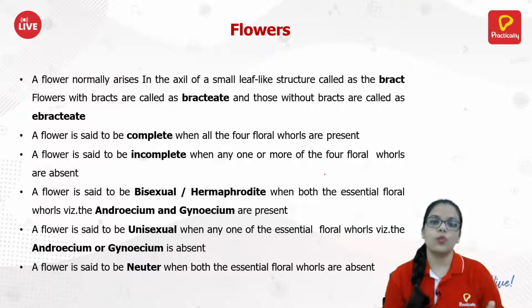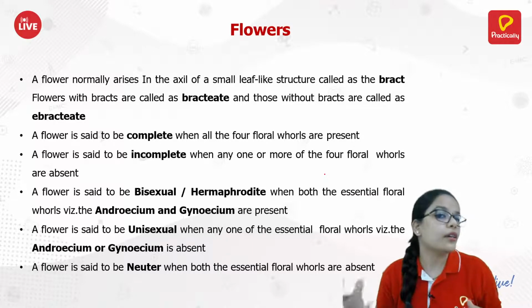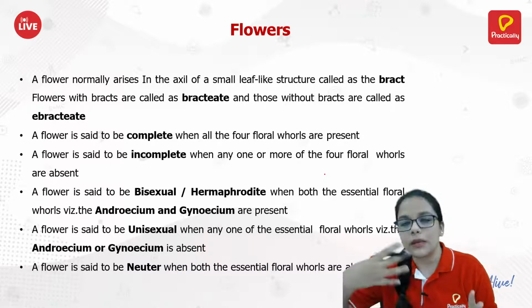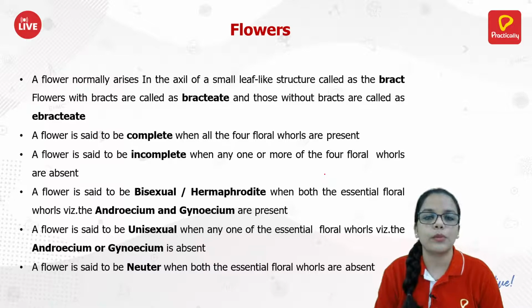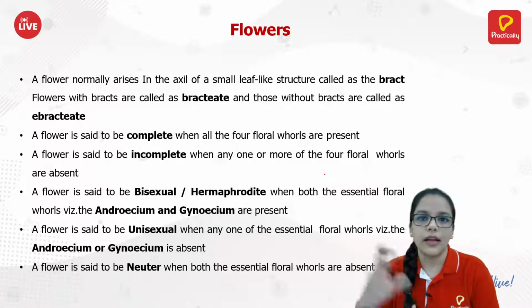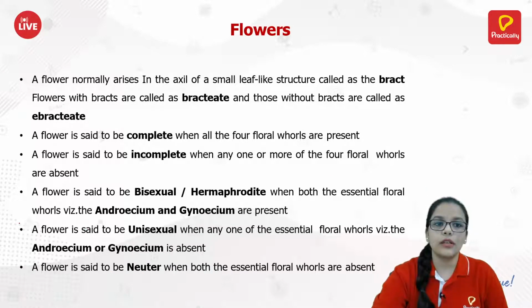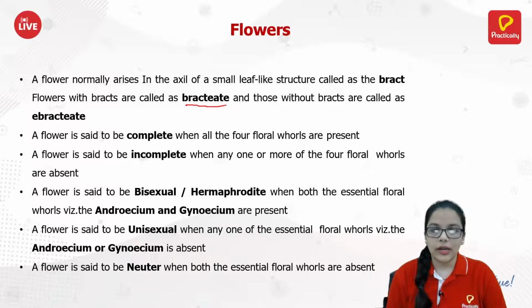Okay, first we'll know what exactly a flower is, then we'll understand the different kinds of flowers on the basis of where the petals are placed. Then we'll try to understand the androecium part and the gynoecium part. A flower normally arises in the axil of a small leaf-like structure called a bract. Flowers with bracts are known as bracteate, and without them ebracteate.